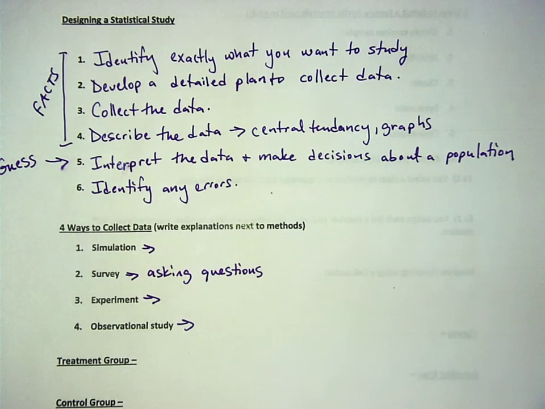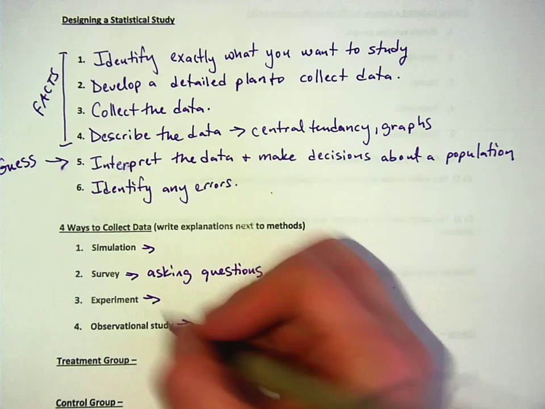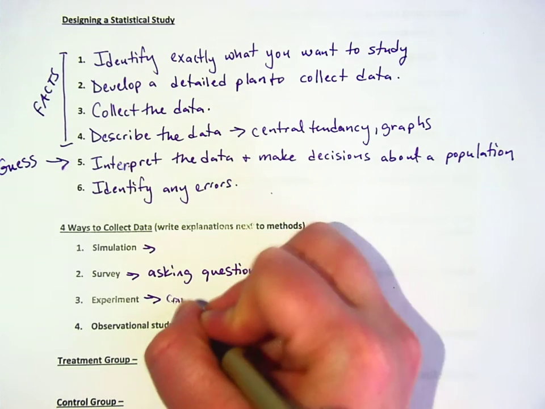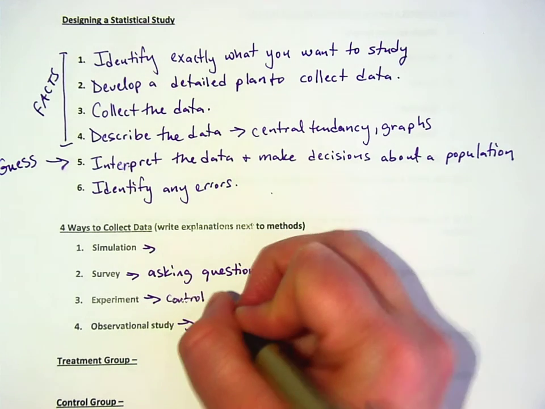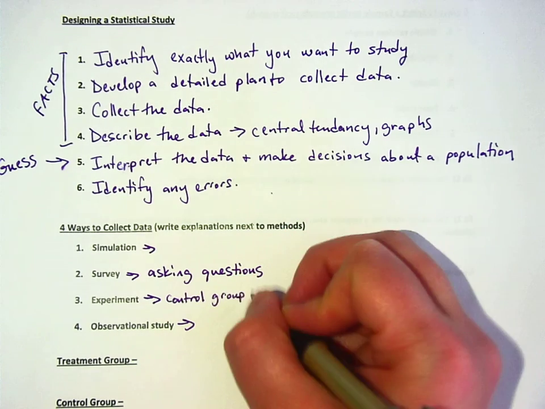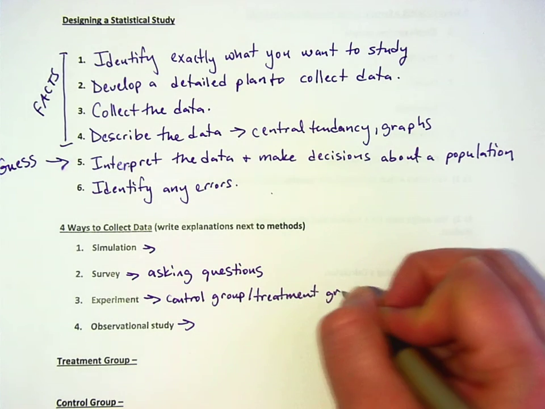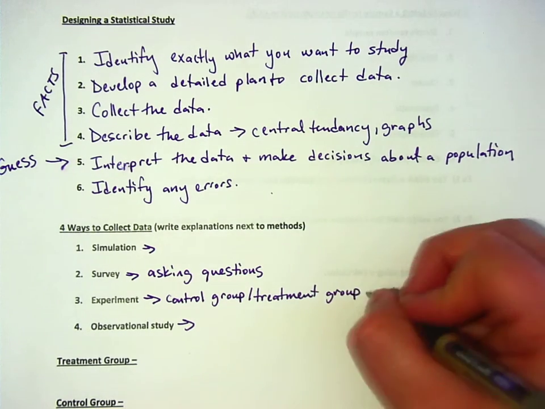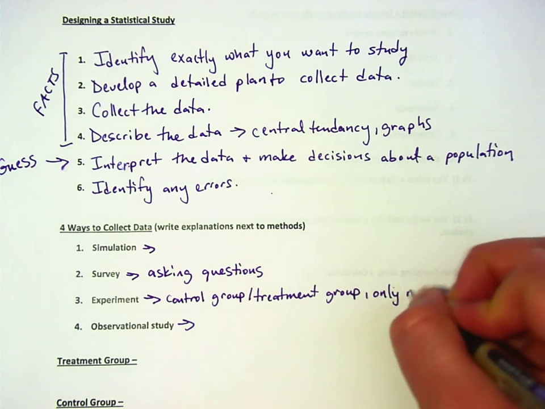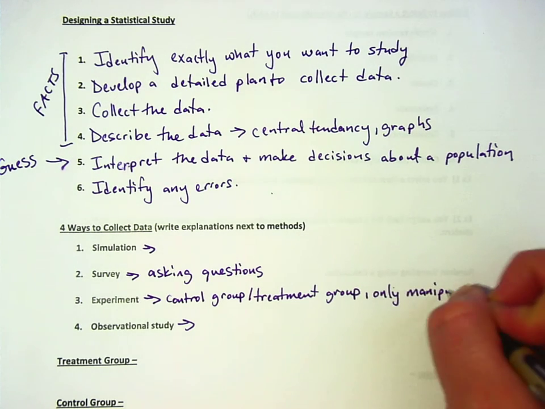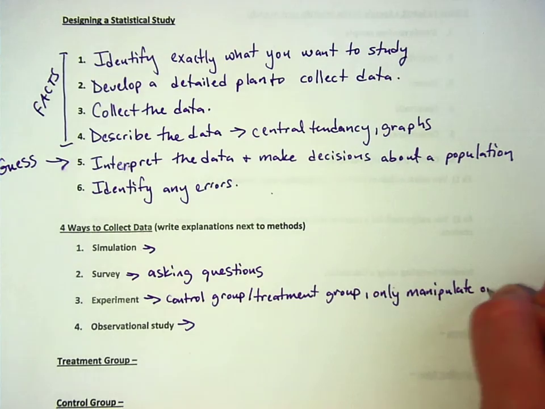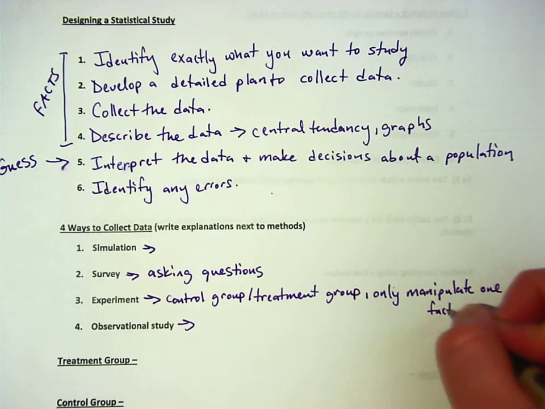Okay. Next up is an experiment. This is a control group and a treatment group, which we'll talk about in just a second. You only manipulate one. Do you guys know what that means? One factor.